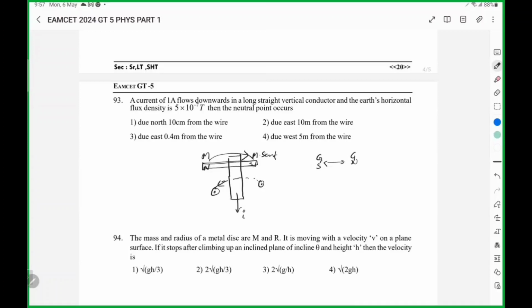At the point here, north, east, west. Here are the magnetic field lines due to Earth and the magnetic field lines due to the current carrying wire. They get cancelled out in the east direction because the net magnetic field is zero.